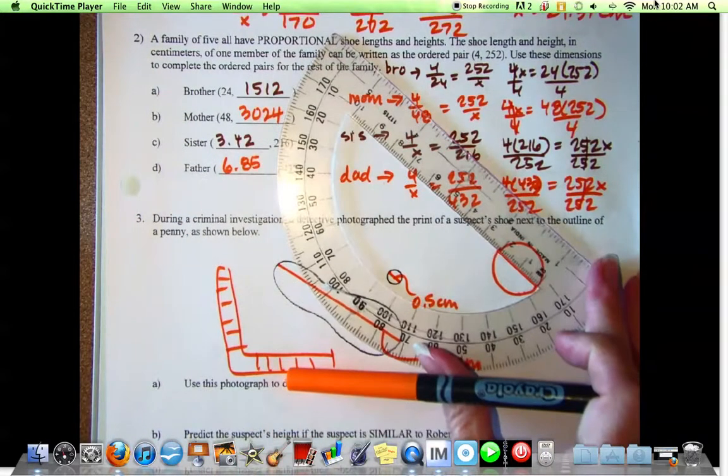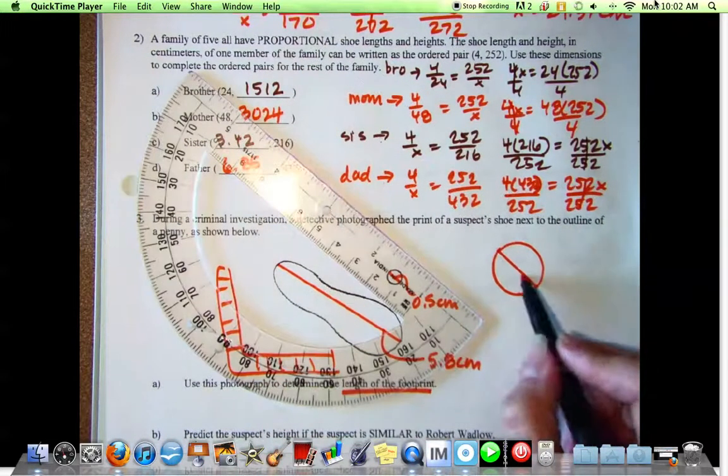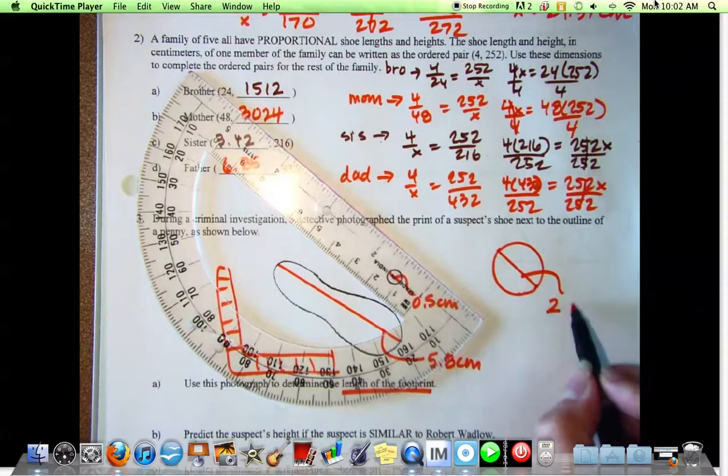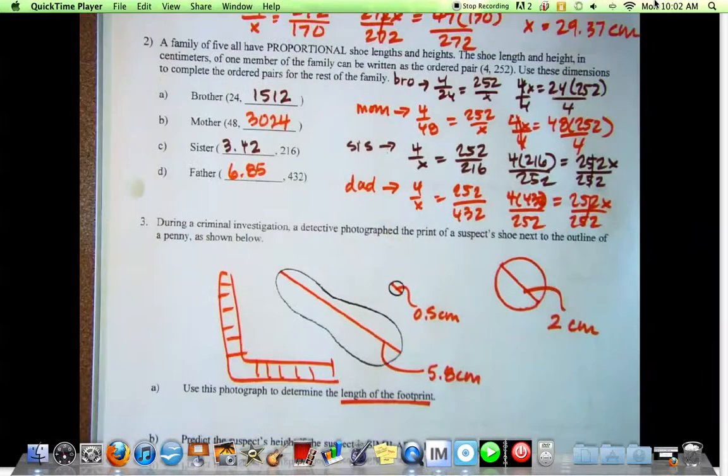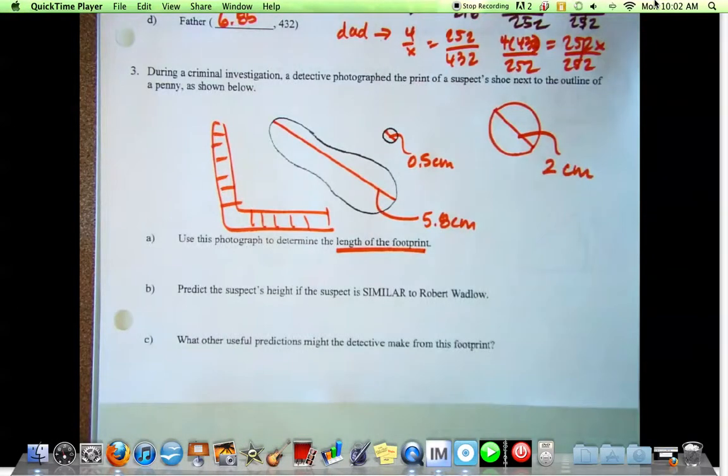The actual penny has a diameter of 2 centimeters. So, what do I need to set up? A proportion. Okay, so let's set it up.